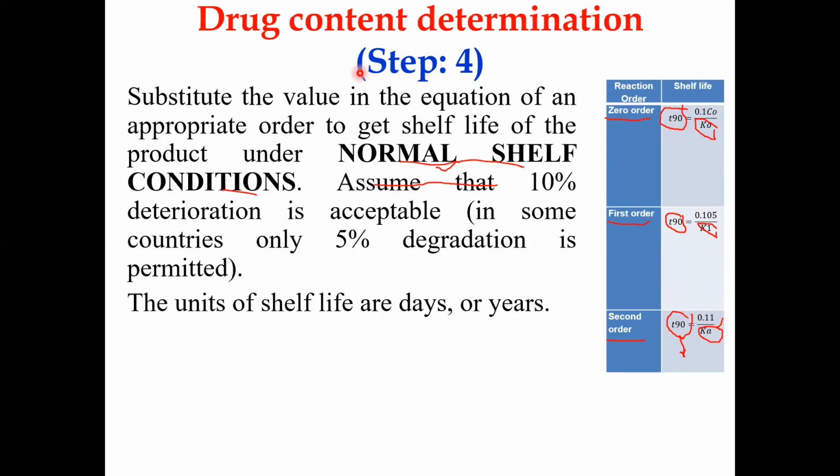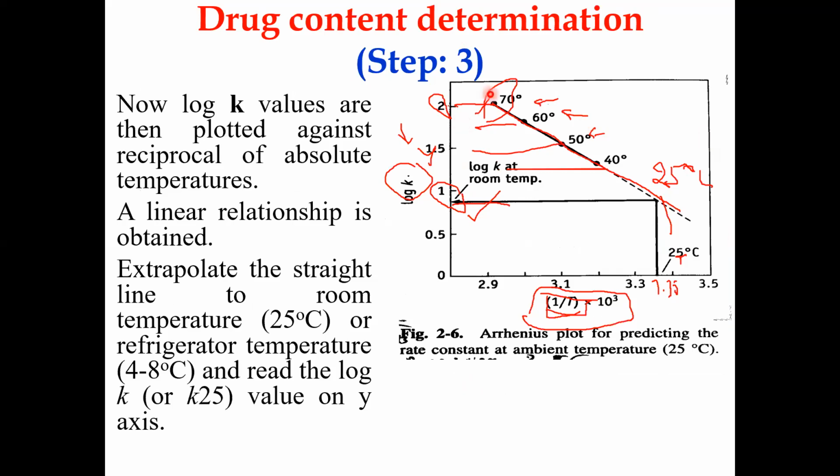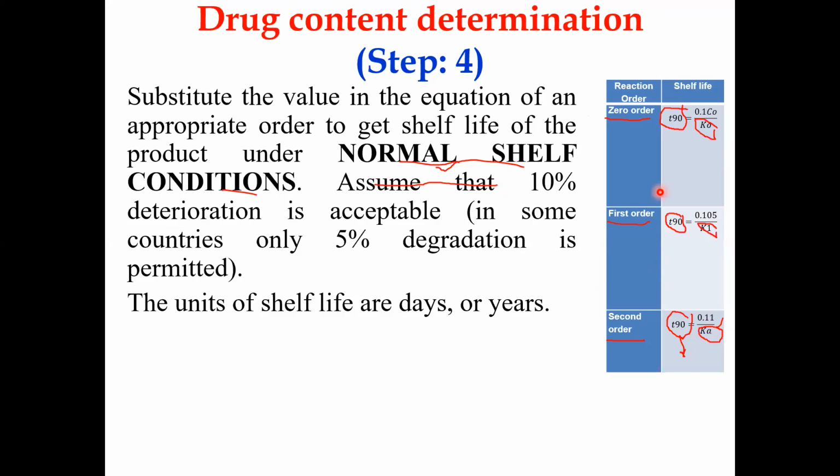So why are you doing all these steps, from step 1 to 4? In order to find out the K value. The main thing is, if you know the K value at room temperature, you can predict the shelf life using the formula T90, how many months it is going to be. See, try to understand.